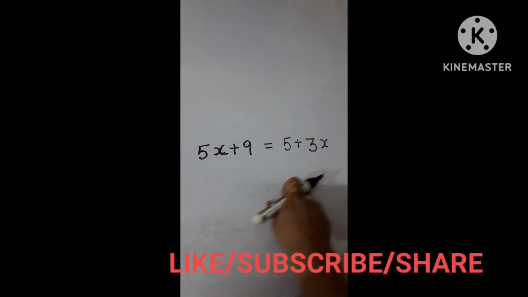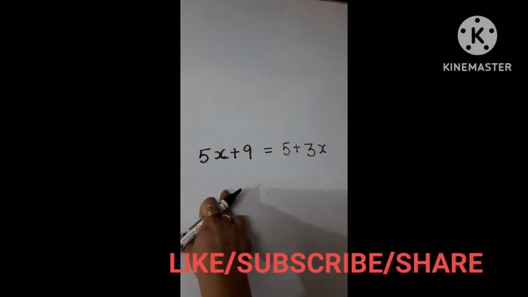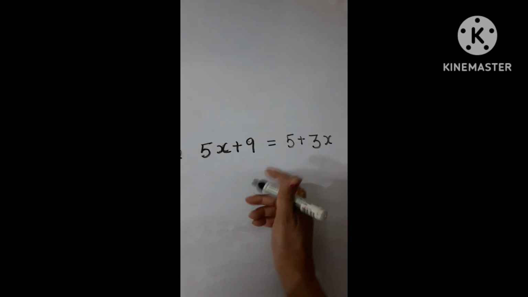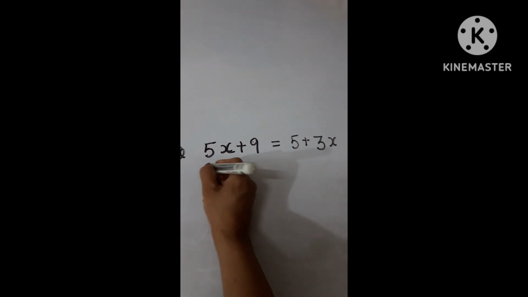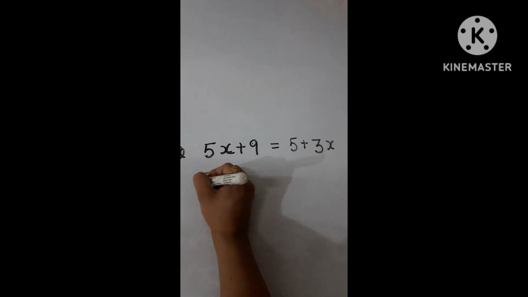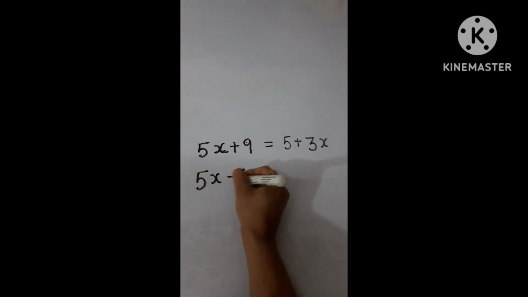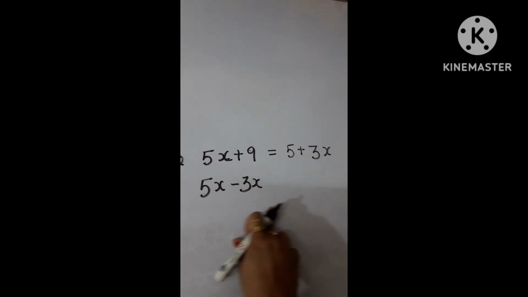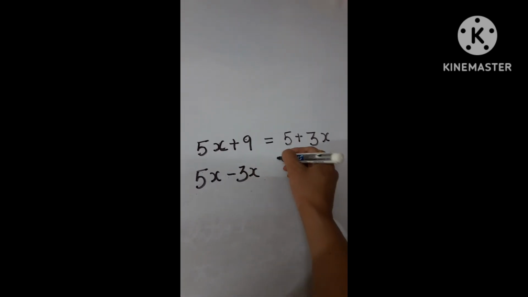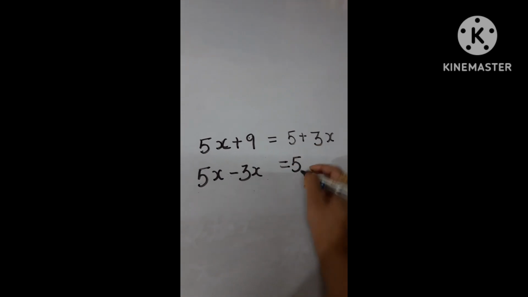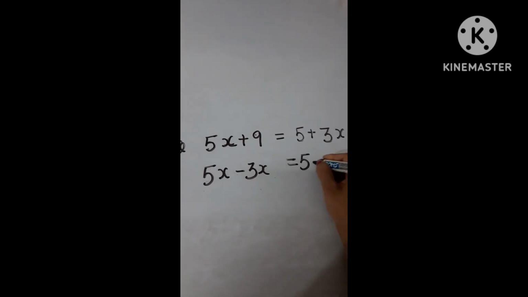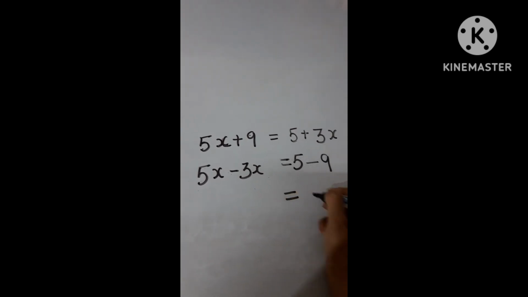So, change the value of this 3x, take it to the other side, and change the value of this 9 and take it to the other side with a change of its sign. Okay. So, if I change the side of this 3x, it will become 5x minus 3x, because here 3x is in plus form. When I change its sign, it will become minus. Okay. And this 5 will remain here. Okay. And if I am changing the side of this 9, it will become minus 9.